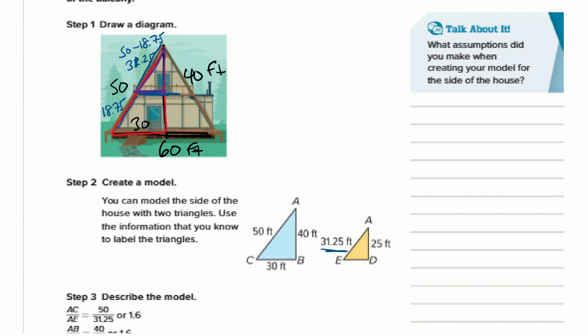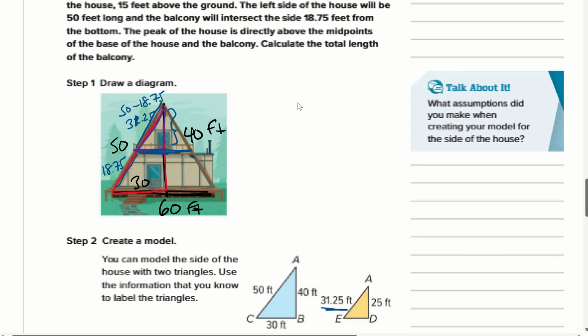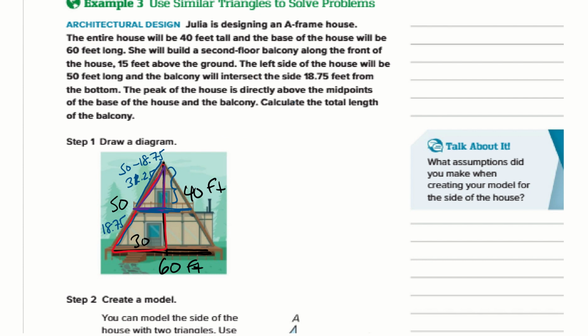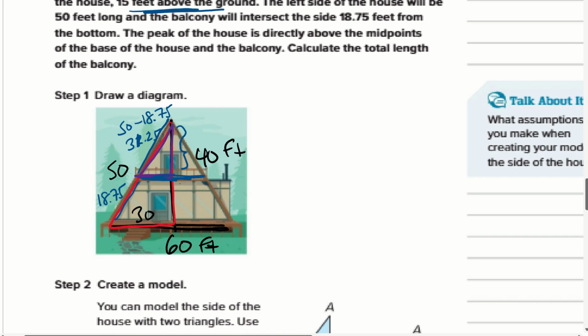And we know that this is the halfway point. So half the height here is, oh, okay, and then it says here that the second floor balcony will be 15 feet above the ground. Okay, so that means that this is 15 feet, which means that this here is 40 minus 15.